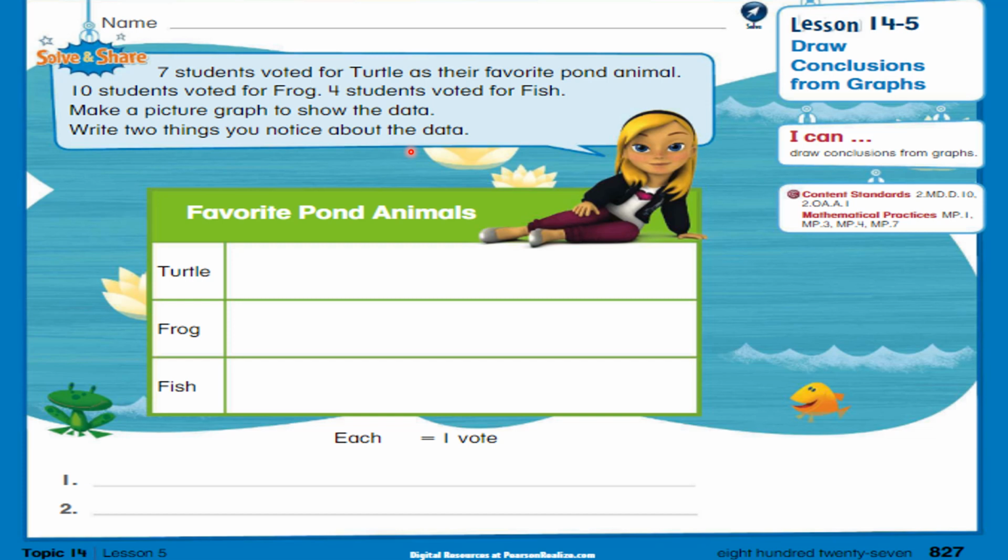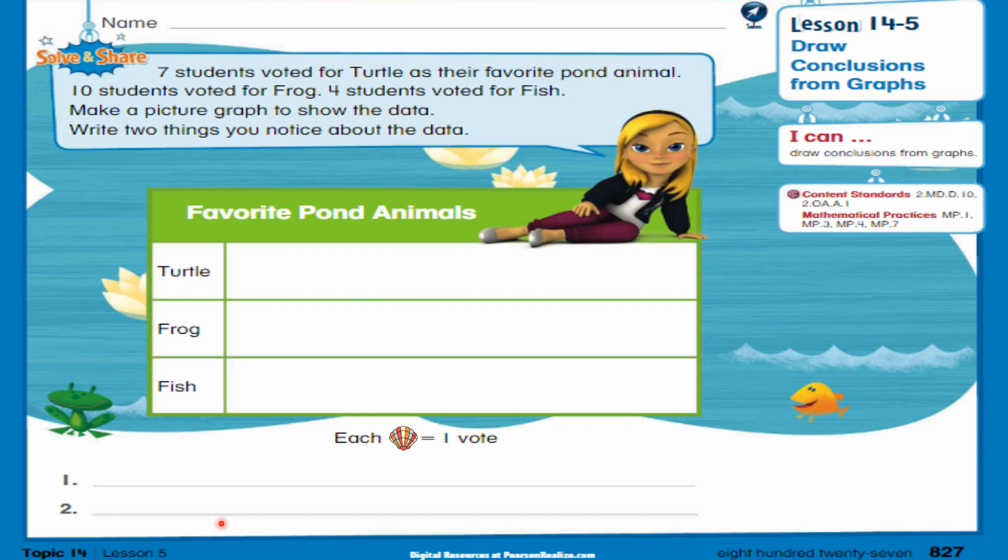Now what we have to do is complete this graph. The title and the labels of the graph are already given. So we have to select a picture to complete the graph, and then write 2 details about the graph. First of all, let's choose a picture. I choose a shell. You can choose any picture: a star, a circle, any shape you want.